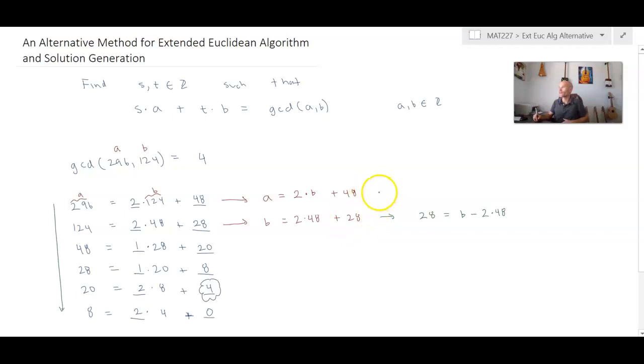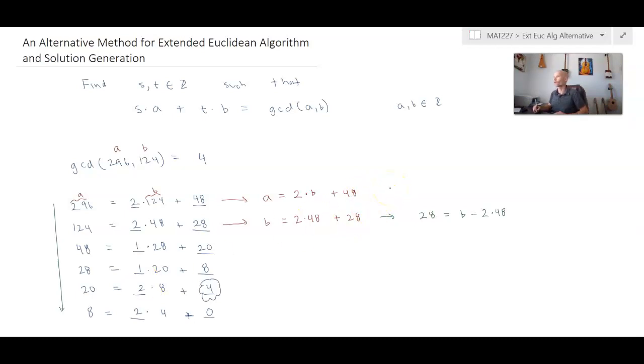In this first equation right here, we're going to write that 48, again, solve for the remainder, is equal to a minus 2b. All right, so that's the setup, the initialization. The first two lines of the Euclidean algorithm give you a and b, because once again, 124 is the value of b. And that's all the substitutions that we can make with our quantities.